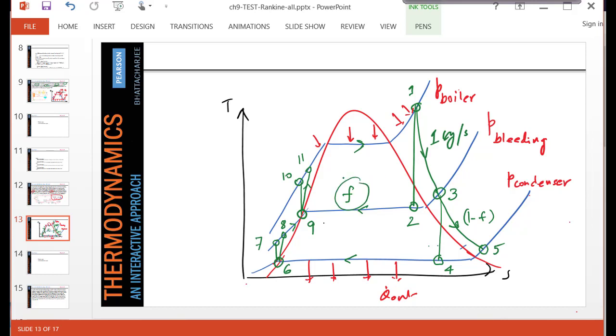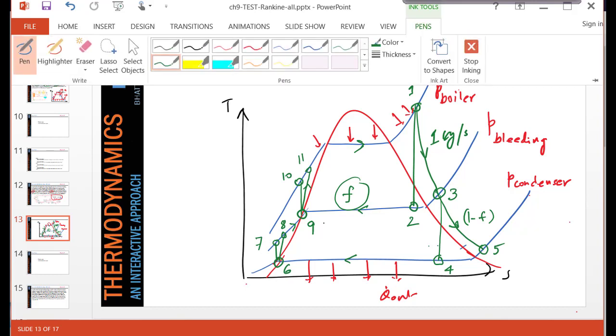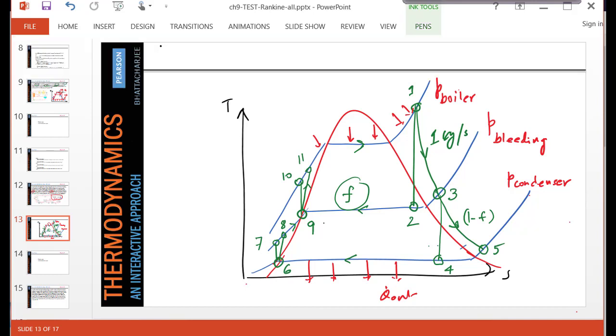So in other words, if we do an energy balance on the feedwater heater, then we will get an equation something like H9, which is the exit of the feedwater heater, must equal (1 minus F) times H8, which is what is coming here, plus F times H3. And that will give us an equation to find F. So everything else is kind of straightforward.